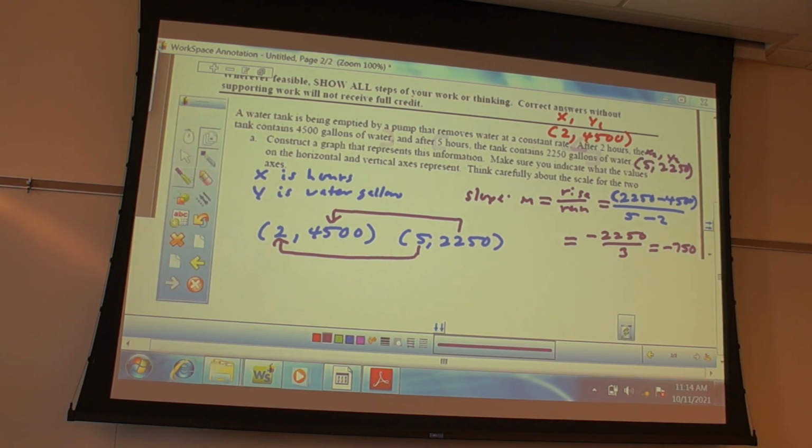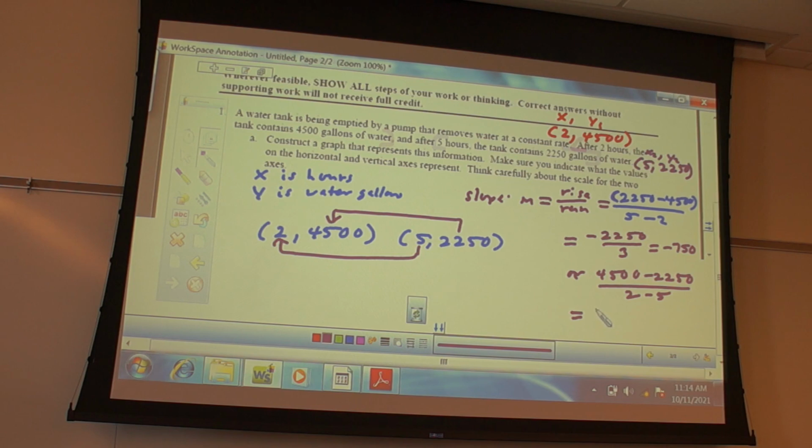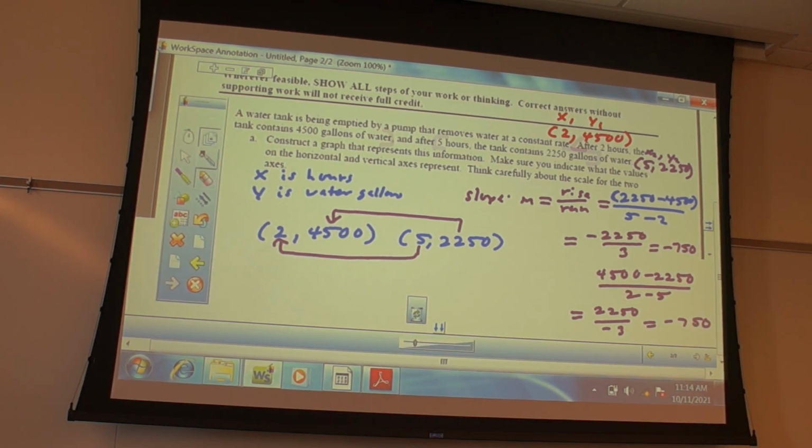I could do that. Or 4,500 minus 2,250 over 2 minus 5. And that would equal 2,250 over negative 3, which is negative 750.